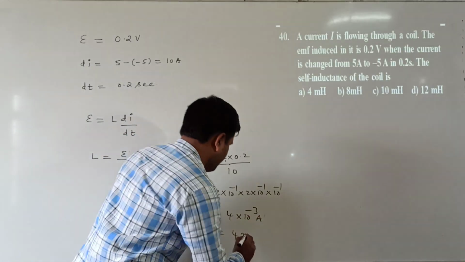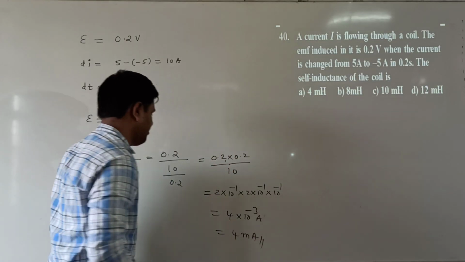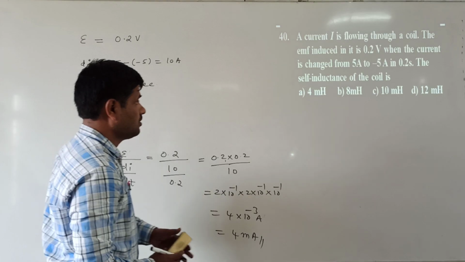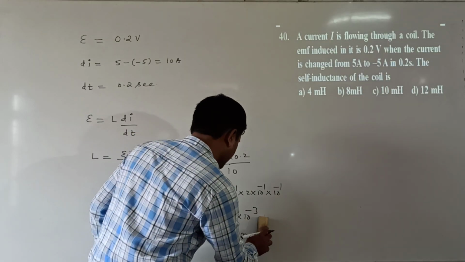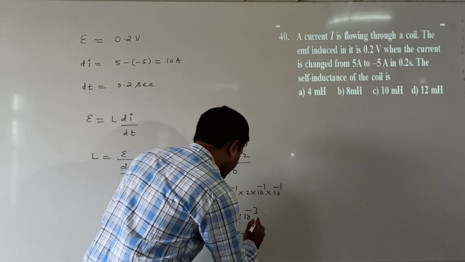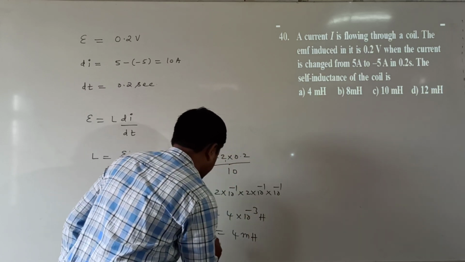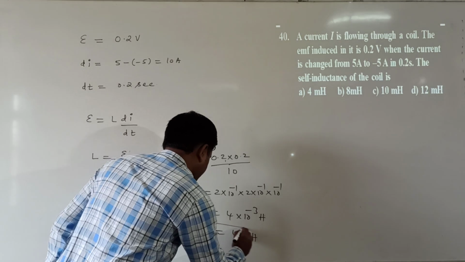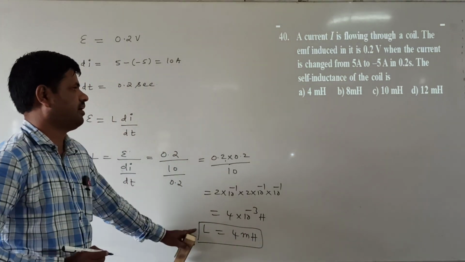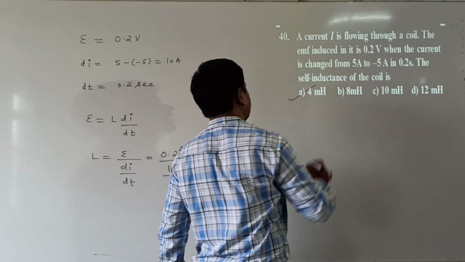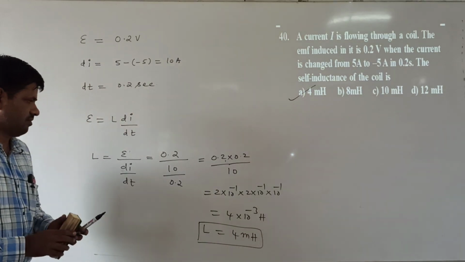10 power of minus 3 is milli. So this is the inductance: 4 into 10 power of minus 3 Henry, and 10 power of minus 3 Henry means millihenry. So the inductor L value is 4 millihenry. Which option is correct here? A option is correct.